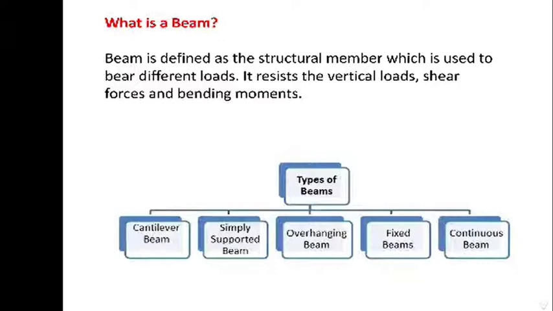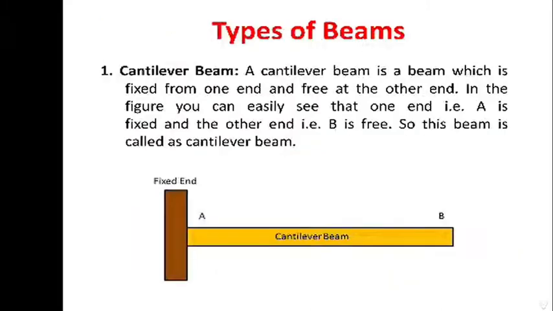So we have discussed the types of beam. There are five types. First one, cantilever beam. Second one, simply supported beam. Third one, overhanging beam. Fourth one, fixed beam. Fifth one, continuous beam. The first beam we have discussed is the cantilever beam. A cantilever beam is defined as one where one end is fixed and the other end is free. That type of beam is called a cantilever beam.